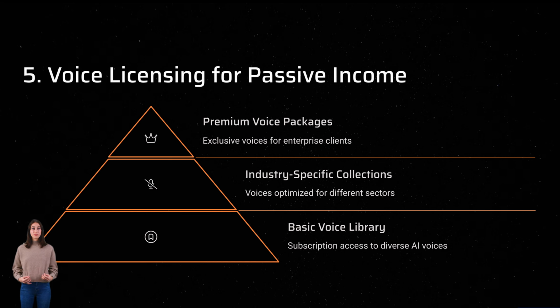Here's how it works. You start by using tools like 11 Labs or Resemble AI to generate or clone realistic, expressive AI voices. Then you package them into voice collections, either general voices or voices customized for specific industries like tech, education, fitness, or finance. Once packaged, you can license these voices for use in marketing videos, explainer content, or even virtual assistants. There are 3 levels of monetization here.